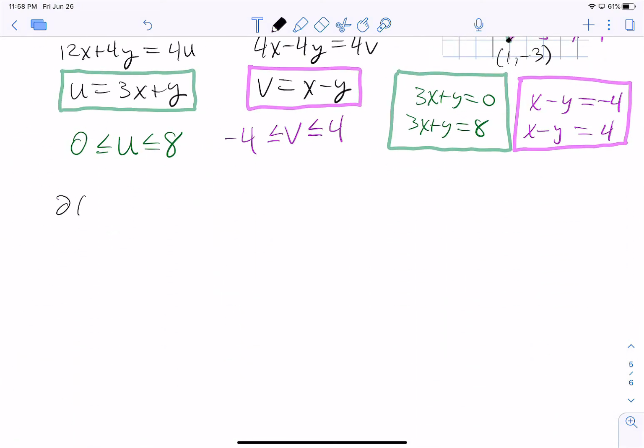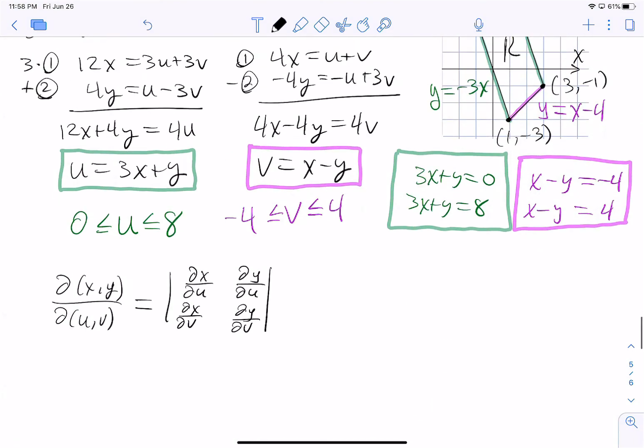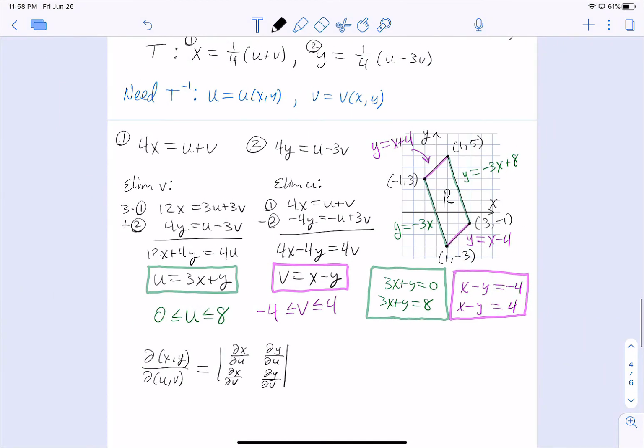The Jacobian of x and y with respect to u and v is equal to the partial of x with respect to u, the partial of y with respect to u, the partial of x with respect to v, the partial of y with respect to v. Looking at our transformation, the partial of x with respect to u is going to be 1/4 because x is 1/4 times the quantity of u plus v. The partial of y with respect to u, well, y is 1/4 of the quantity of u minus 3v, and so it's also 1/4.